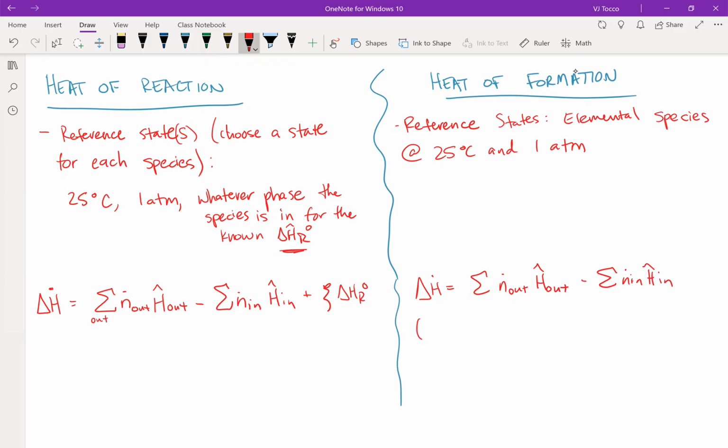And I'll just put in parentheses that delta H hat R is not needed since elemental species are the references, are reference states.